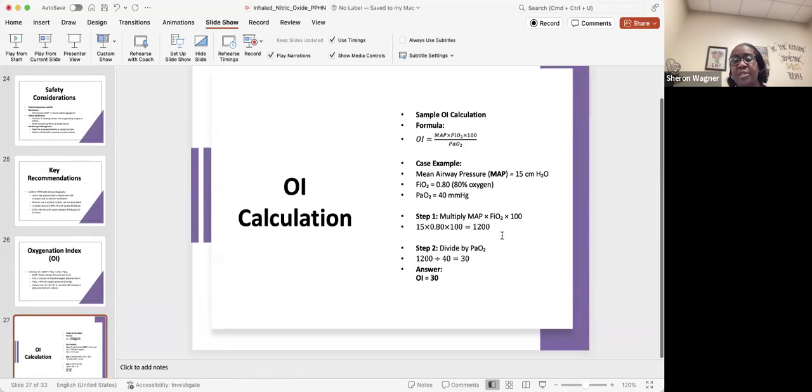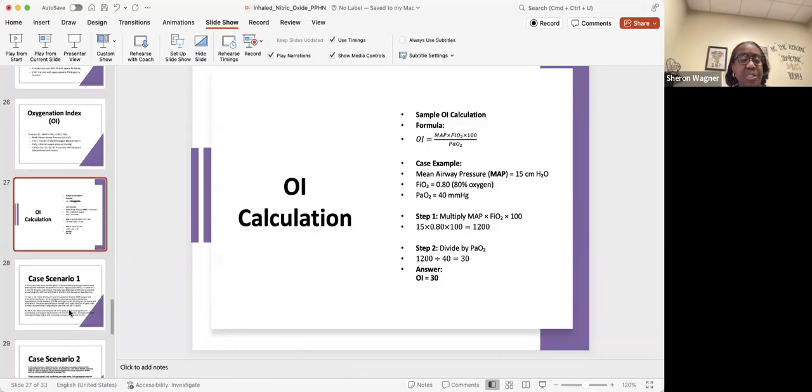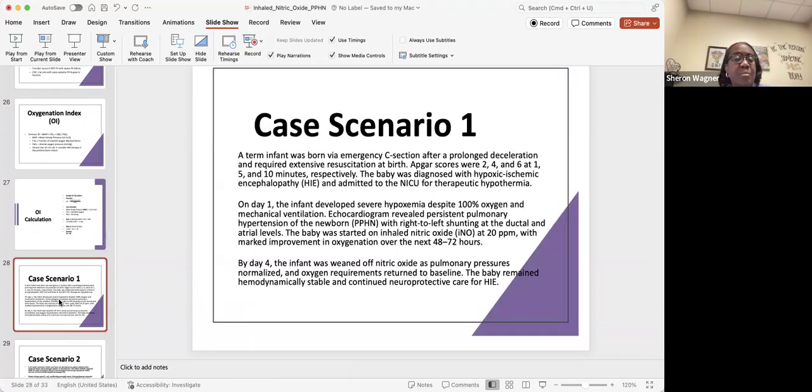So here is a sample calculation that you can play with. You can put in different numbers here and use different scenarios to come up with an oxygenation index that might help you determine if the baby needs to be tried on nitric oxide.